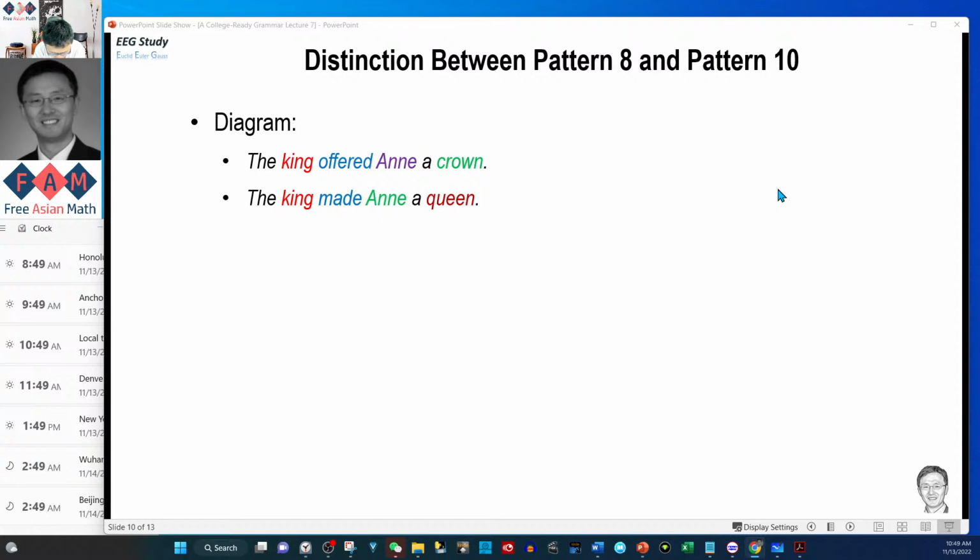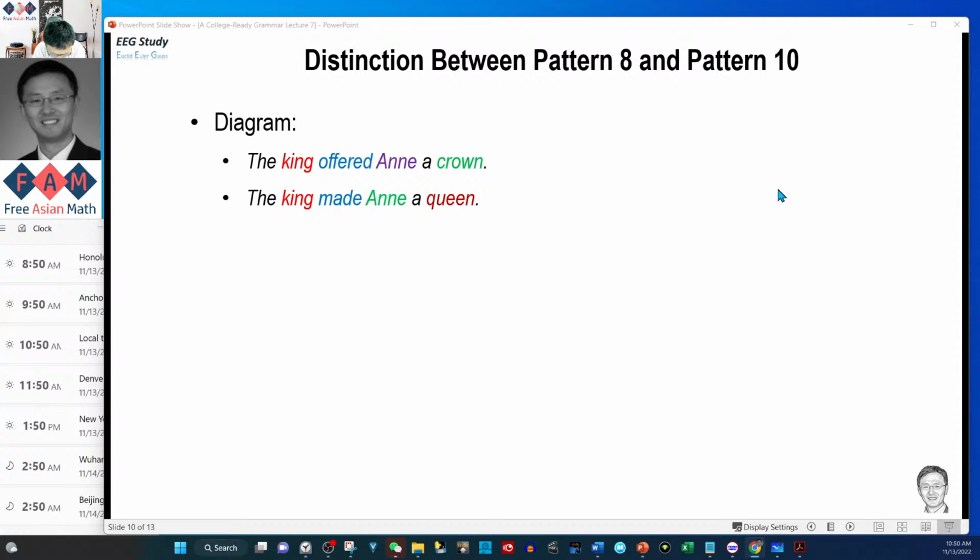And the next sentence, the king made Anne a queen. How should we understand this sentence? We cannot understand this sentence as the king made the queen for Anne or to Anne. That's not the meaning. If you say the king made Anne a pizza, yeah, that's a different thing, made a pizza for Anne. But here it is made Anne a queen. The only way to understand this sentence is that Anne becomes a queen, right?